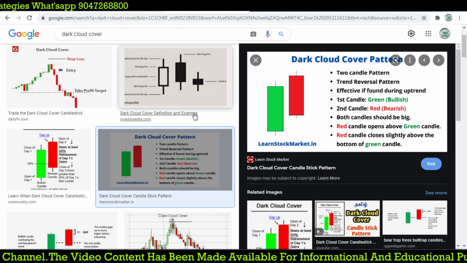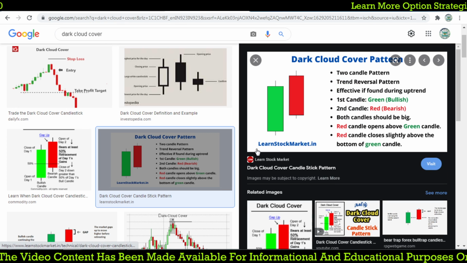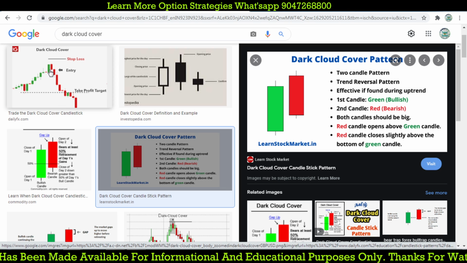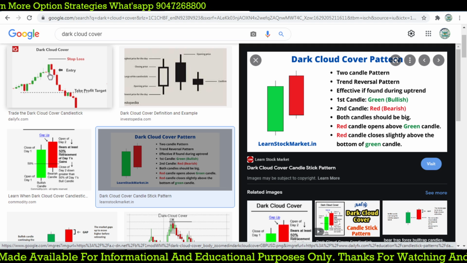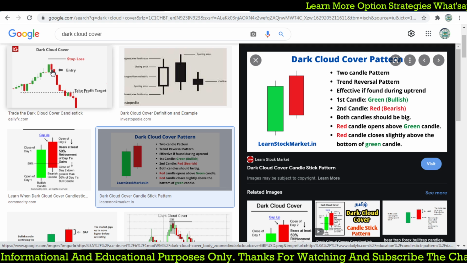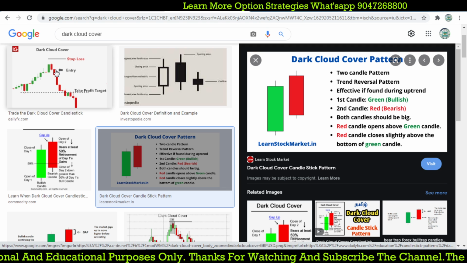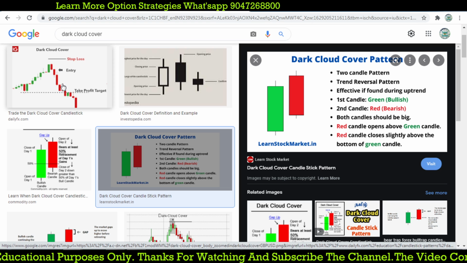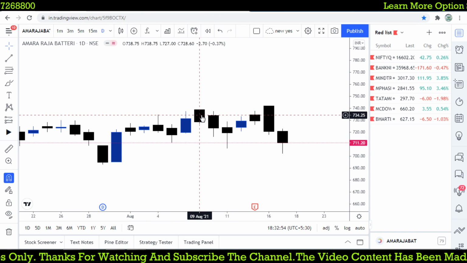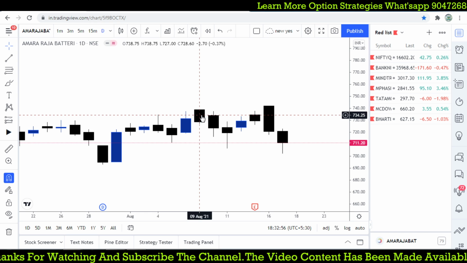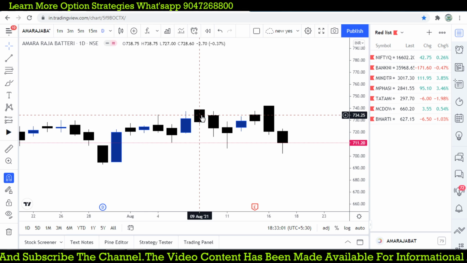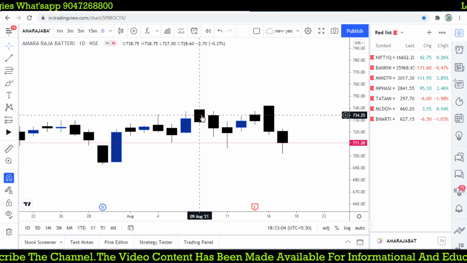Someone might take an entry at the low of the second or latest candle, or someone might take the position at the first candle low, right? But on a daily basis, we will take the entry on the latest candle itself, and it will give you a great result. Amara Raja Batteries has a low price of 727 and a high price of 738.7, so we have almost 11 rupees as the stop loss.